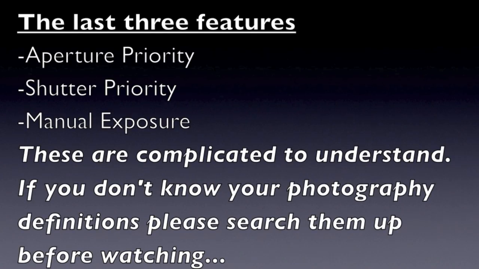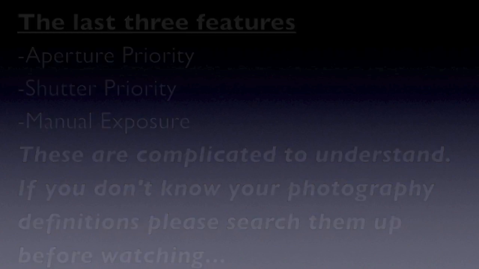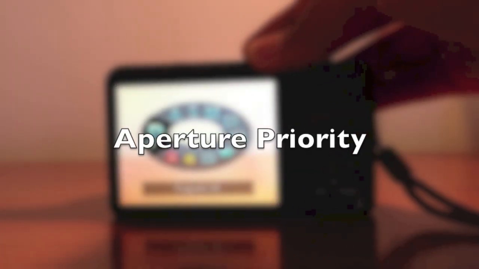The last 3 features of this camera are the most complicated to understand if you don't know your photography definitions. So please search them up before watching. The first of the complicated features is aperture priority. If you do not know what an aperture is, it is an opening in the lens when the picture is taken. It is measured in f-stop, so the smaller the number is, the bigger the opening is, which allows more light into the image sensor, allowing images to be less dark.